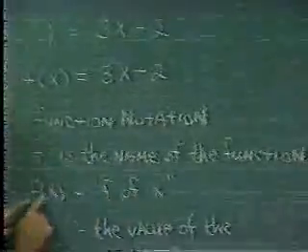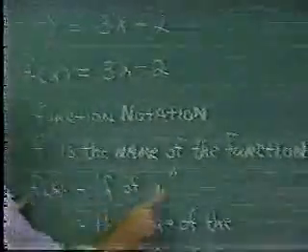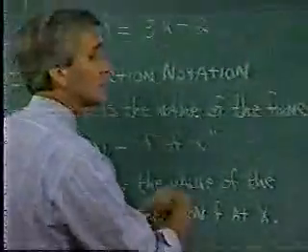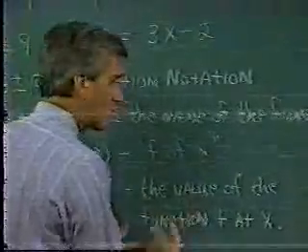H of x, it would be the h function. So the letter here simply names the function. Now, this notation is read f of x. It doesn't mean f times x. It's just read f of x, the function of x. And it is simply the value of the function f at x, whatever is chosen for x.